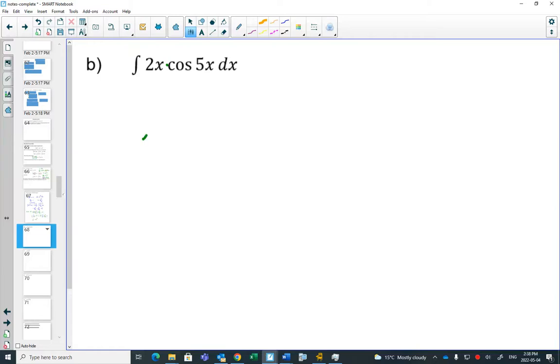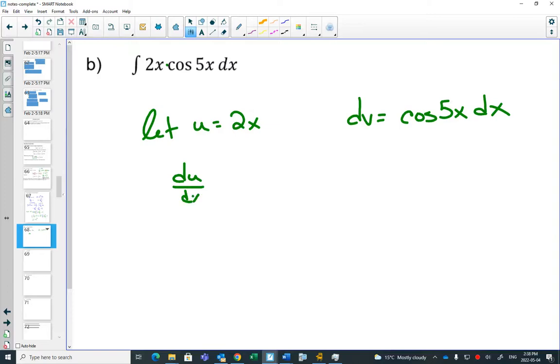I'm going to let u equal 2x and dv equal cos 5x dx. This would mean that the derivative here would be 2, which, if I rearrange this, the du is equal to 2 dx. The integral here, if you were integrating cos, positive sign or negative sign?